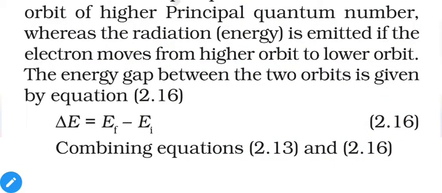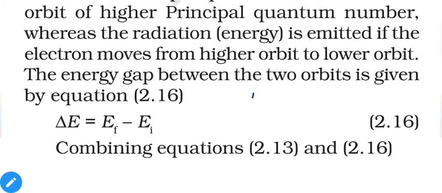The opposite is true for emitting energy. If electrons emit energy or electromagnetic radiation, they have to move from a higher energy level or orbit or principal quantum number to a lower principal quantum number. The energy gap between these two orbits can be given by the equation mentioned below.